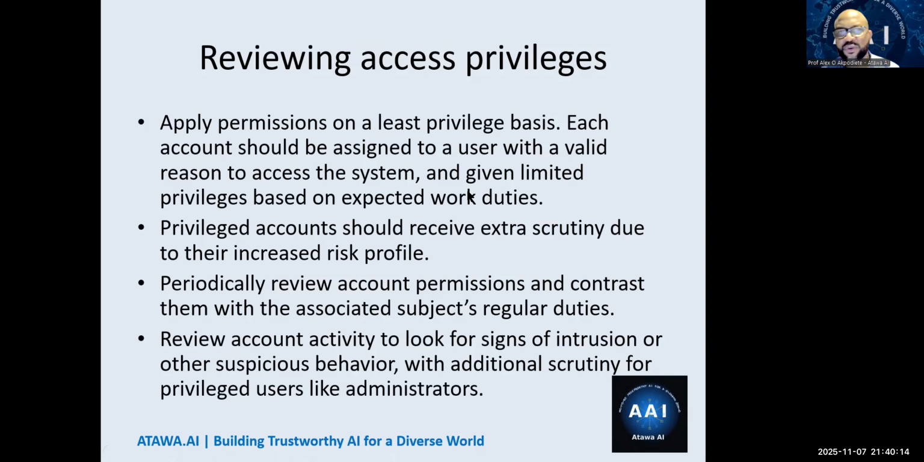So how do I review access privileges? Or what should we do in our network? The first thing you need to remember is what we covered in week number 1, the doctrine of least privilege: only give a person what they need to do their job. And of course, privileged accounts receive extra scrutiny.